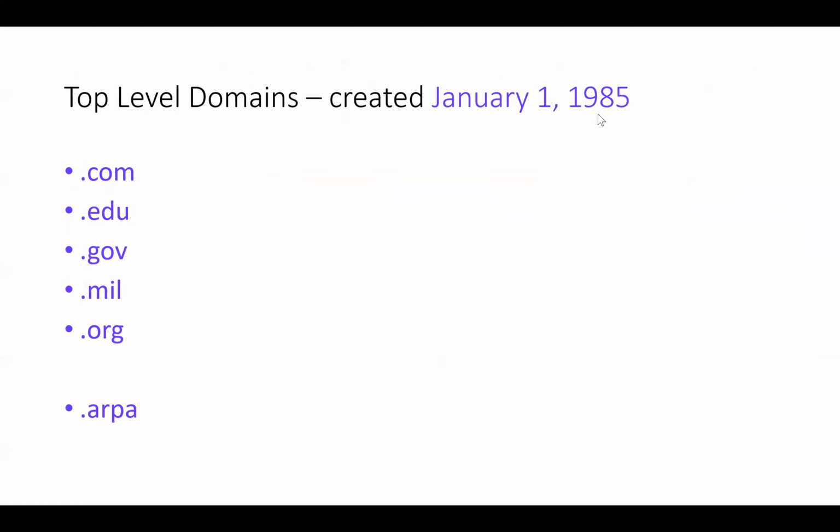January 1st, 1985. The top level domains .com, .edu, .gov, .mil, and .org were created. ARPA was also created, but as a temporary top level domain. Now we've got lots of them. We've got .ca for Canada, .co.nz for New Zealand, .biz, .me. But in the beginning, 35 years ago, there were these five created.